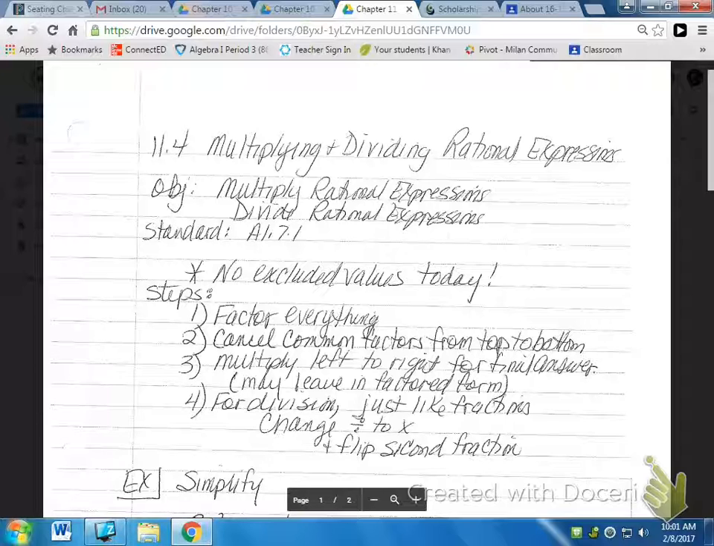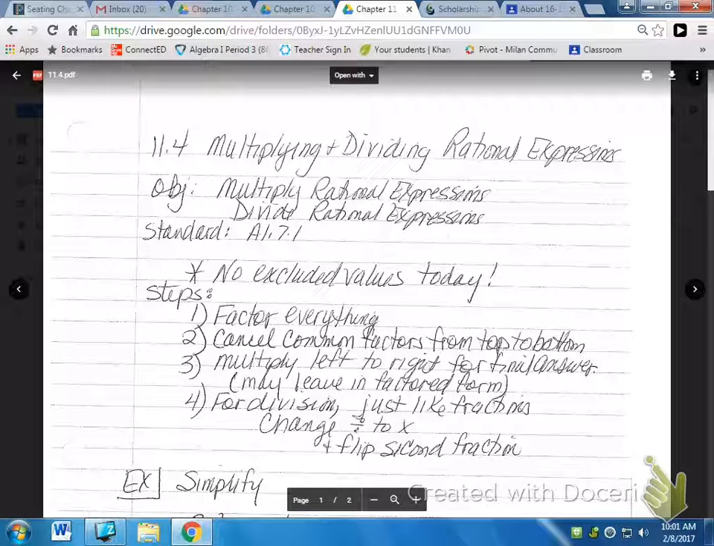Here are the steps to what you will be doing, no matter whether it's multiplication or division. You're going to end up factoring everything. Every numerator, every denominator that's factorable, you should factor it as low as it can go. Then you go through and you cancel any common factors from top to bottom. After you've done that, you multiply from left to right for the final answer. But you can leave it in the factored form. You don't have to multiply it back. It would be so much simpler for you if you just left it in factored form, okay?